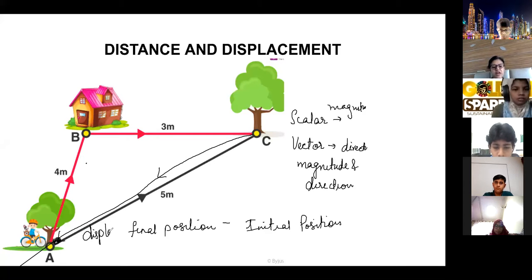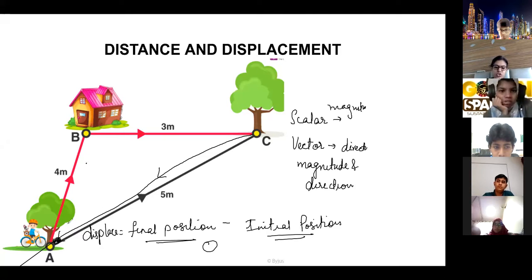Same place पे वापस आ गया ना. So final position is same as initial position. So displacement is 0. When you come back to your original position, your initial position and final position is same, right? दोनों same हो गया तो displacement is 0. So from this example, you can say that distance can never be 0, but displacement can be 0.